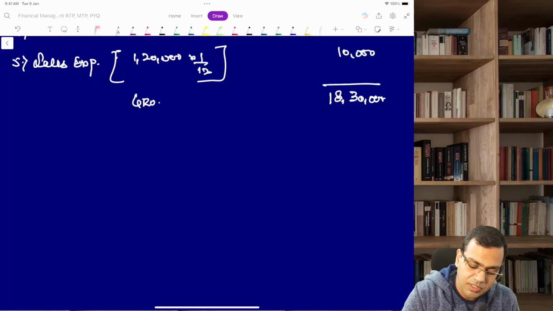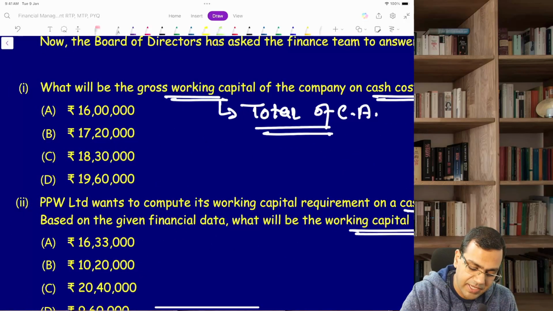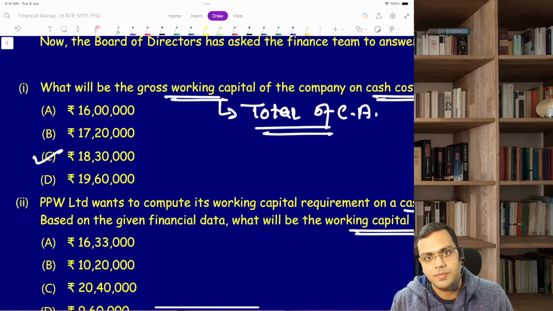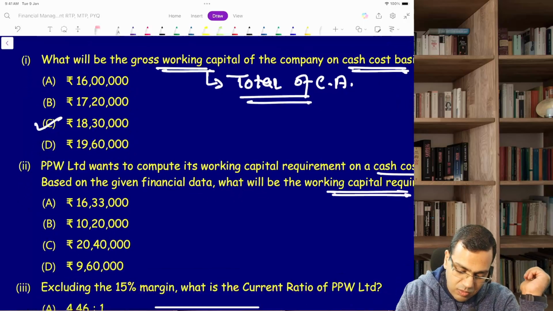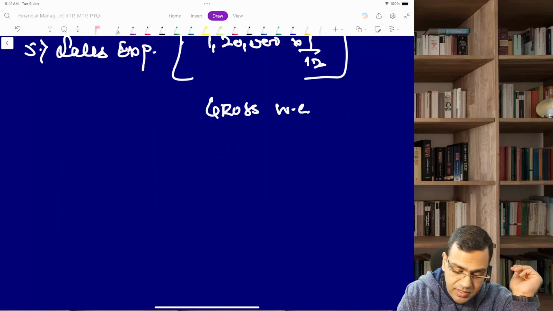And the first MCQ will be solved with this. What is the gross working capital he is asking? So the gross working capital is option C, 18,30,000 rupees, right? Now, let's come to the liability side also, to calculate the working capital.